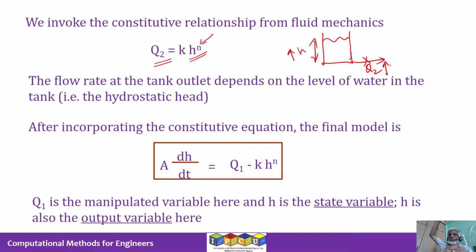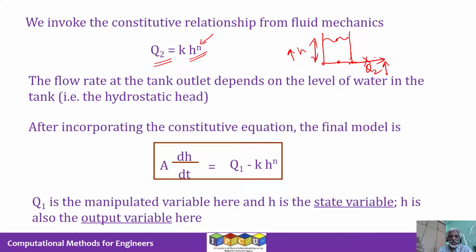So if the height of liquid in the tank is big, then the pressure difference between this point and this point will be quite high. That leads to this flow being high. And if height becomes small, Q2 will become small. And if height goes to 0, Q2 will go to 0, as you can imagine. So the question is, what is the kind of relationship really? We know that if H increases, Q2 increases. But does it increase linearly or non-linearly? That's a different matter. That depends on the flow properties.